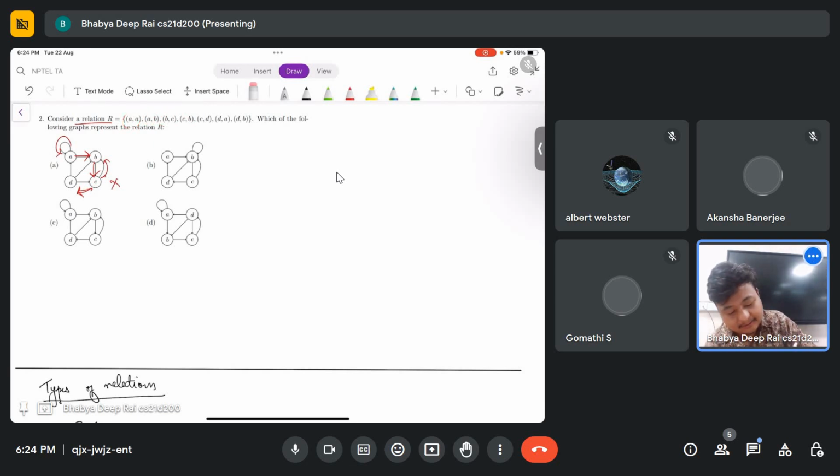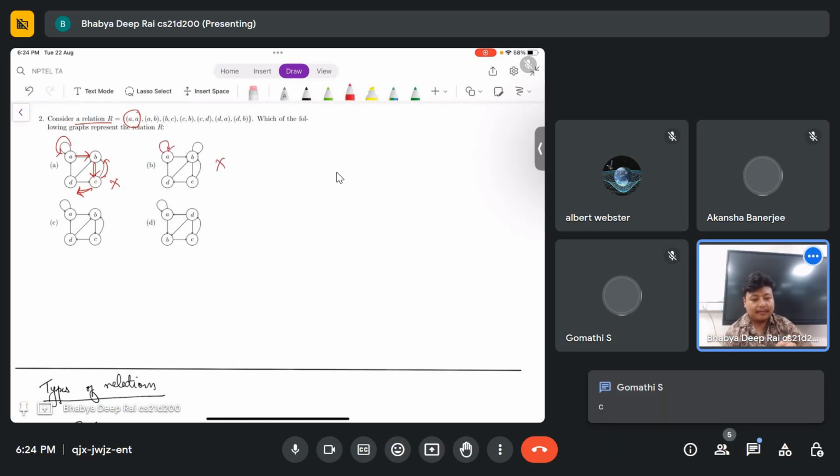Okay. Let's try the next one. A comma A. Here itself we have a problem because A does not have a self loop. A is not related to itself. There should have been a self loop here. So this is wrong.